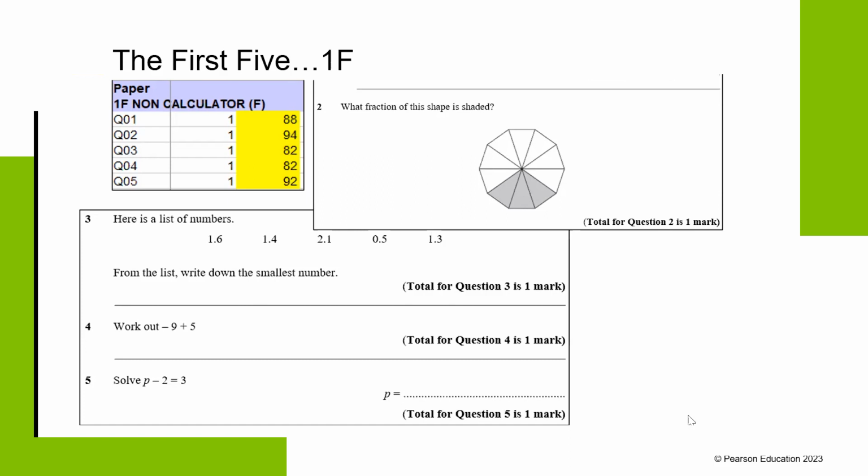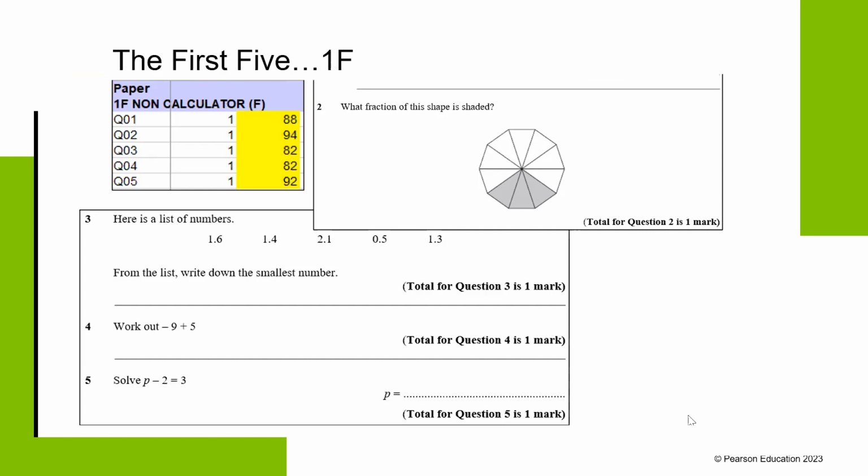Question 3, ordering those to maybe find the smallest. I know some students will be able to see the smallest straight away, but quite a few students failed to read the question carefully and gave that ordered list rather than just answering from the list right down the smallest number. Of course, we can see that was 0.5. Some students wrote 0.50, which of course was absolutely fine.